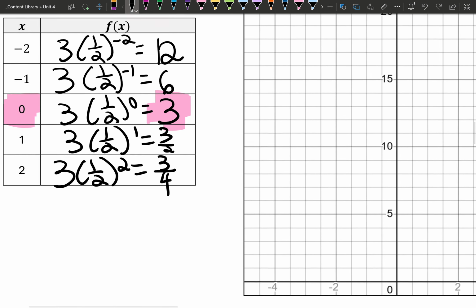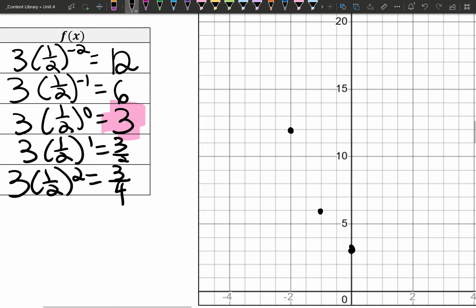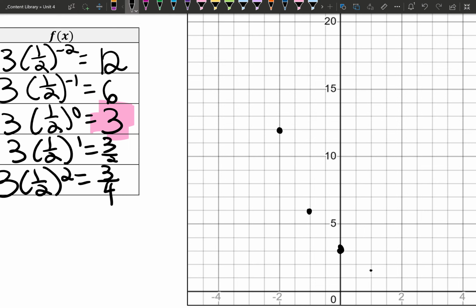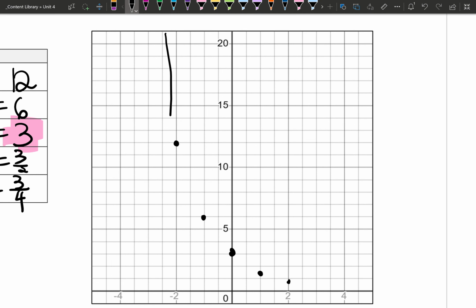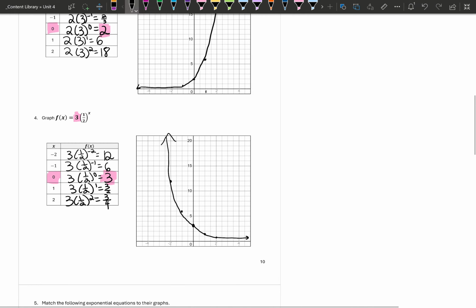Let's graph it. -2, 12. -1, 6. 0, 3. 1, 3/2, so that's 1 1/2. And 2, 3/4. It's decreasing because we had a fraction, and its y-intercept changed. It looks a little different too. The swoop is just a bit different. It's a bit stretched. But it's still decreasing.